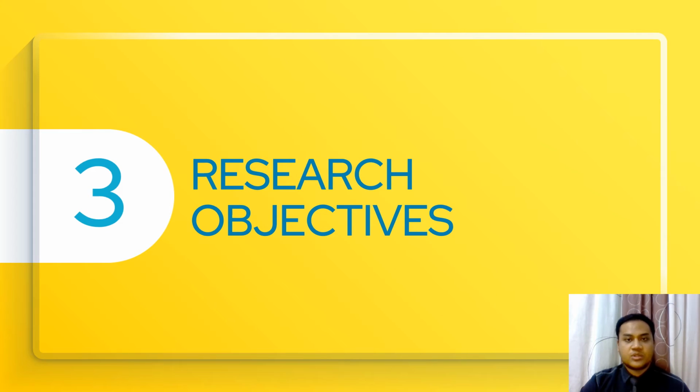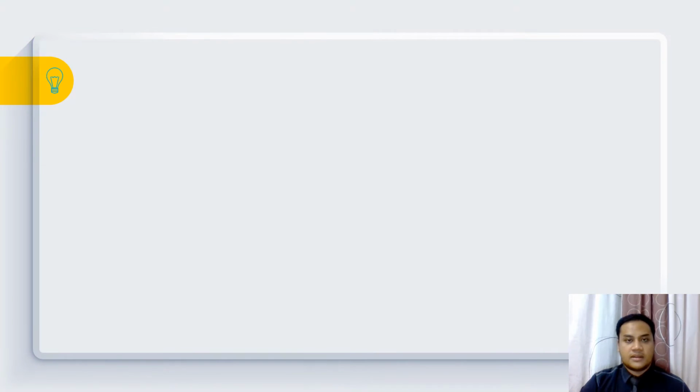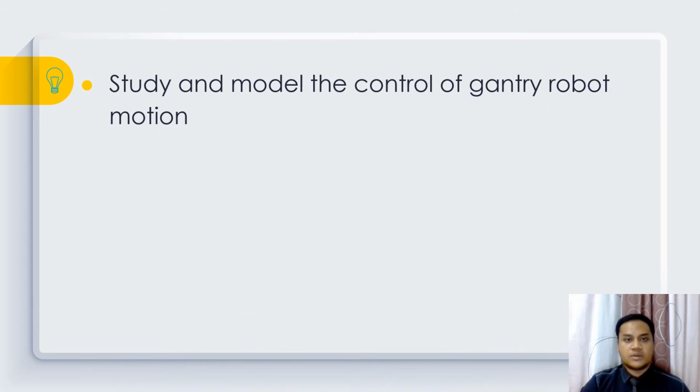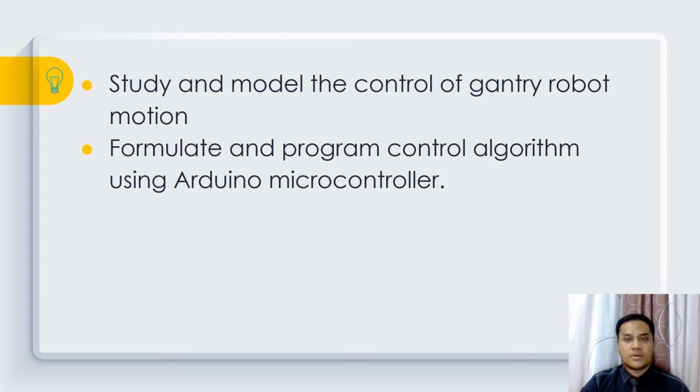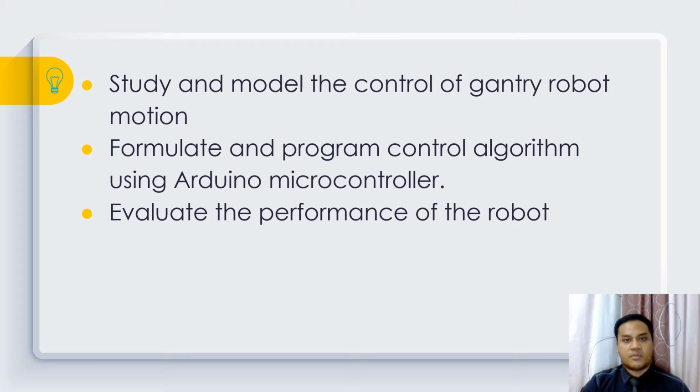Then is the research objective. Research objective number 1 is to study and model the control of gantry robot motion. Number 2 is to formulate and program a control algorithm using an Arduino microcontroller. Then, evaluate the performance of the robot.